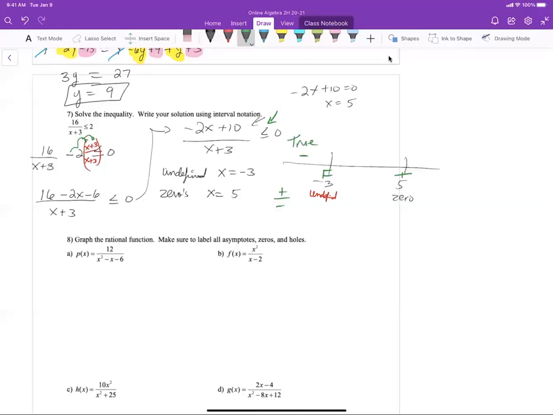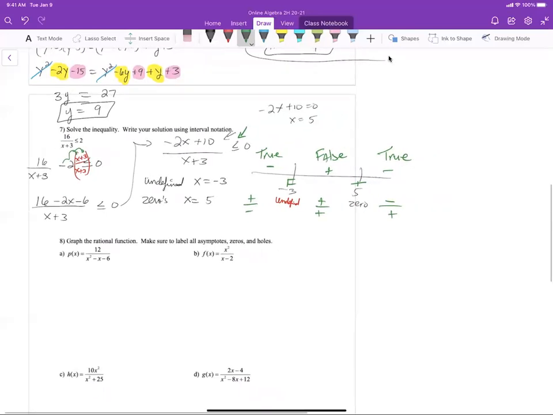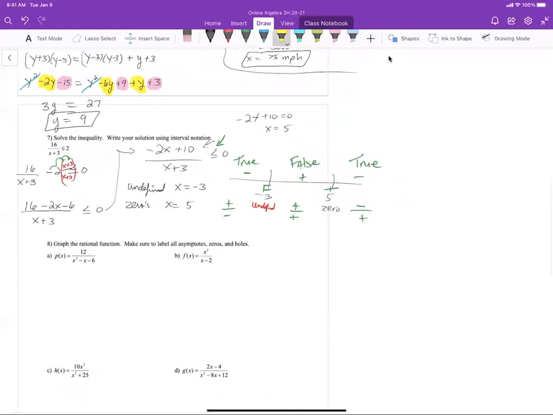If I have a number between negative 3 and 5, let's pick 0. I get 0 plus 10, I got a positive on top, 0 plus 3, I have a positive on bottom. My value is a positive. This is false because a positive number is not less than or equal to 0. To the right of 5, let's pick 10. 10 times -2, -20. -20 plus 10 is a negative number. 10 plus 3 is a positive. That becomes a negative. This is true because I have a negative number, and a negative number is less than or equal to 0. Now let's look at what's true.